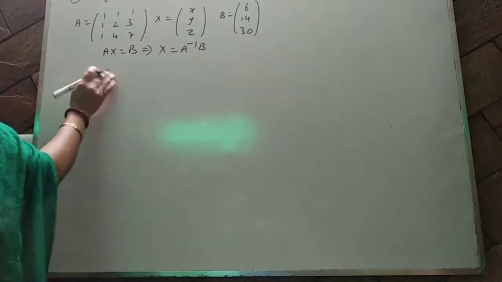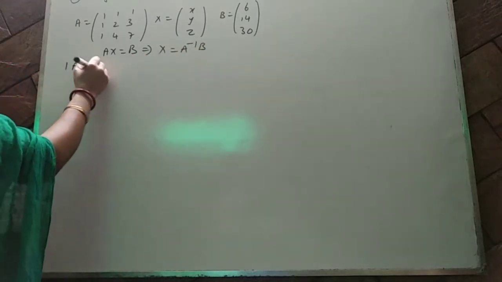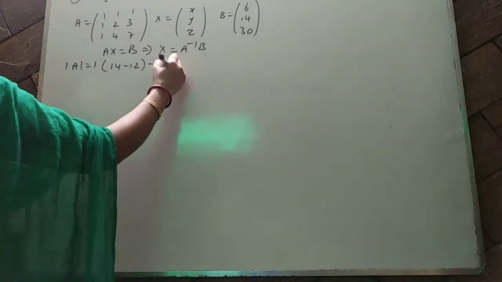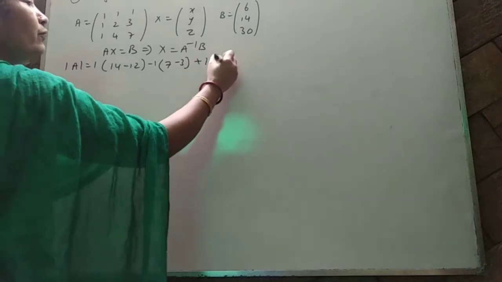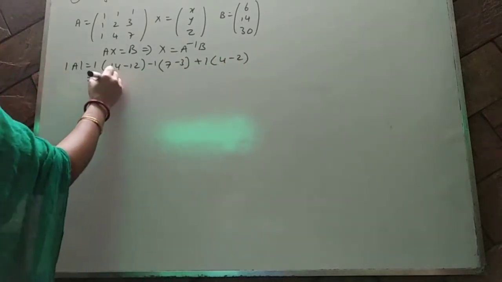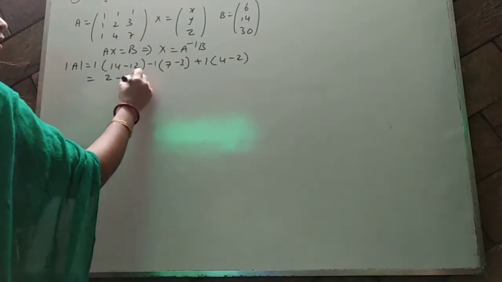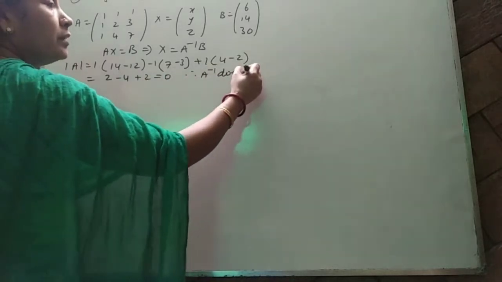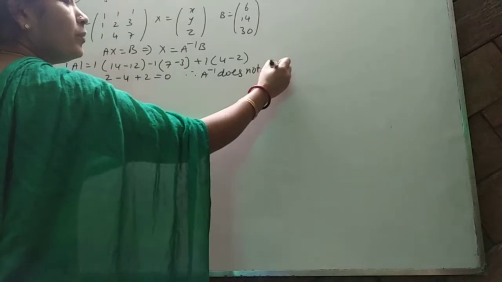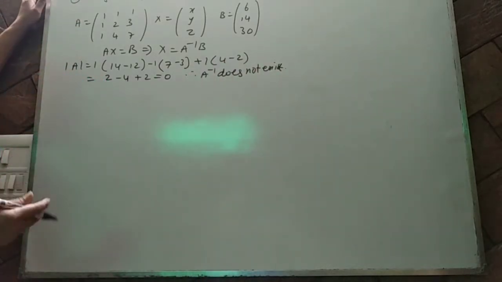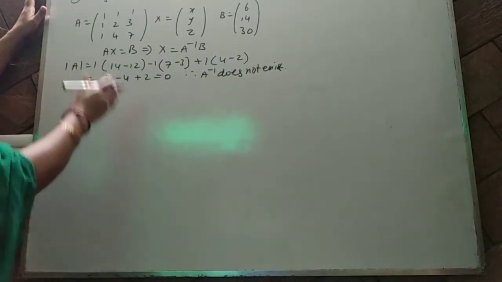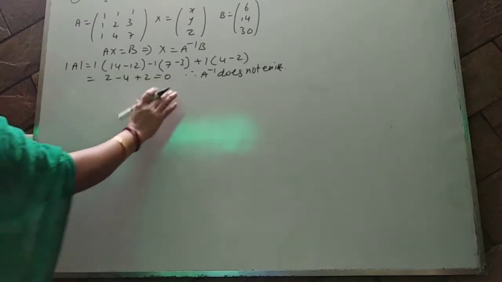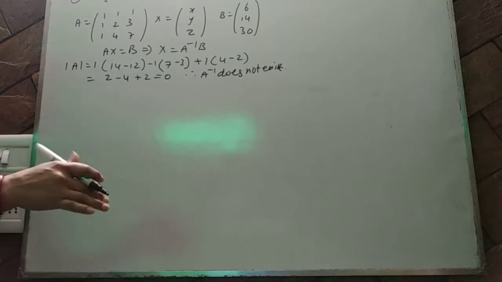For finding A inverse, we have to find the determinant of A. That is equal to 1 into (14 minus 12), then minus 1 into (7 minus 3), check the calculation, and then plus 1 into (4 minus 2). So we get 2 minus 4 plus 2, which is 0. Therefore, A inverse does not exist. So now you have to find whether it is inconsistent or consistent. We are getting determinant A is 0, but I'm not finishing here. I'm finding now adjoint of A into B.